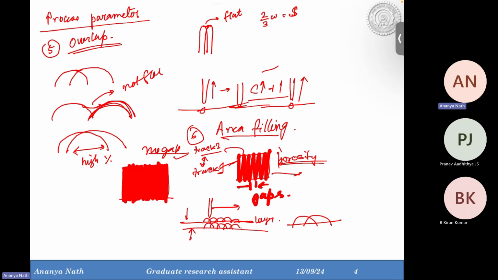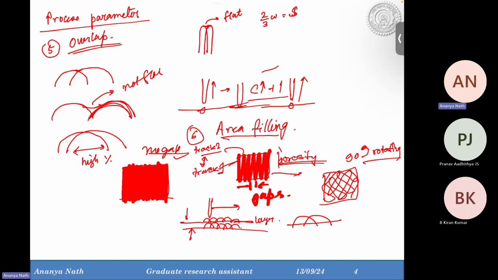no porosity, good. Now you can also fill the area like, first layer you are printing like this, second layer you are printing like this. So 90-degree rotation. So these are types of area filling techniques you'll use as an advanced process parameter to get an optimized density, highest density, least porosity, and optimized material properties. So this is all about the process parameters of WAM.